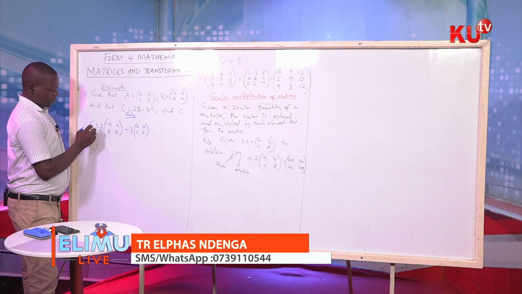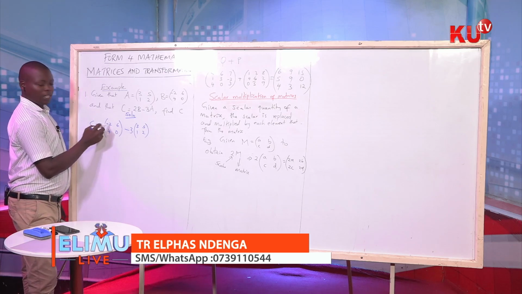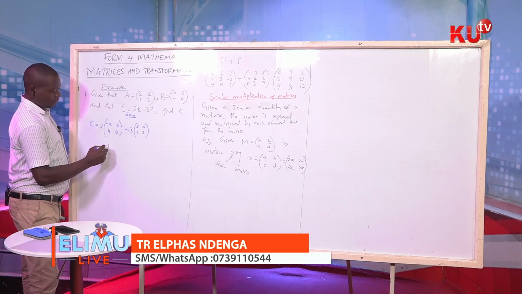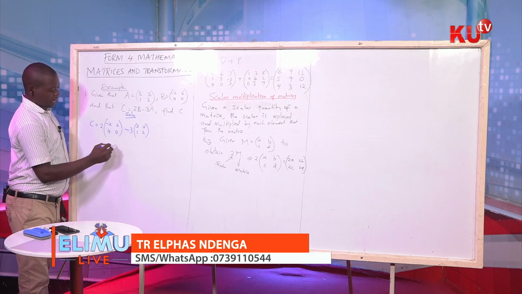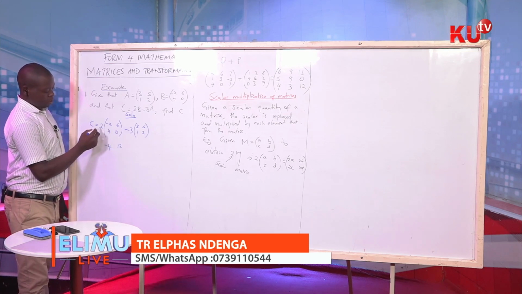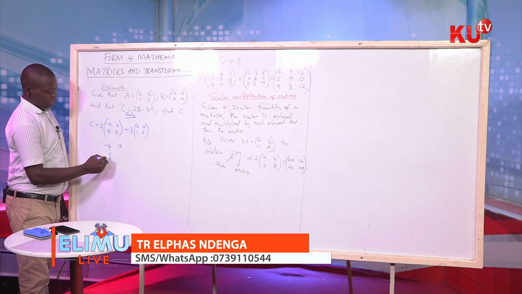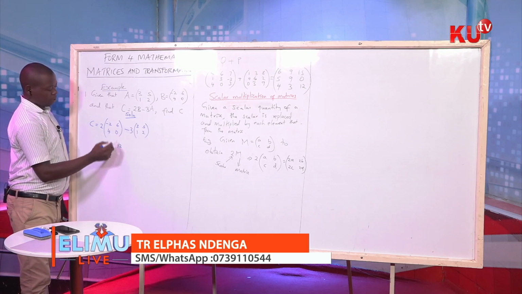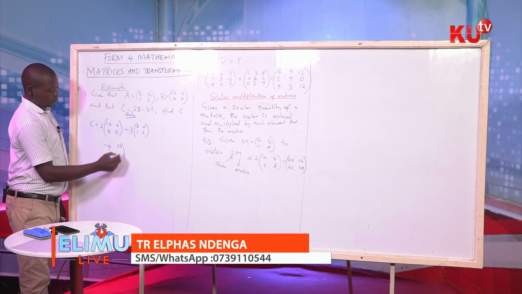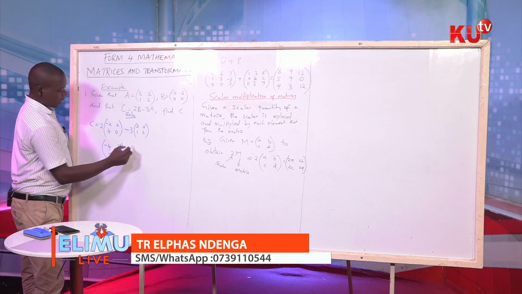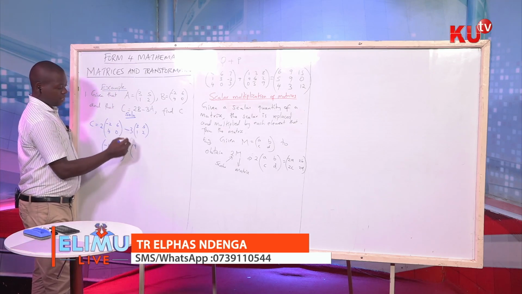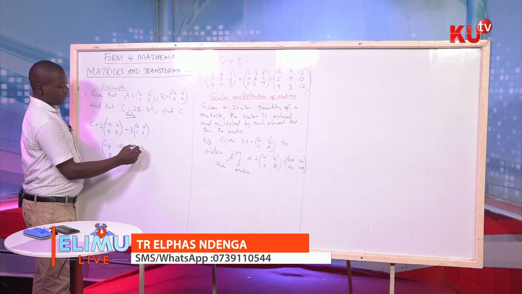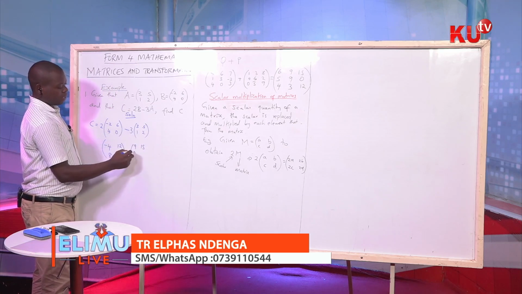Open up this. 2 times negative 2 is negative 4, students. 2 times 6, that is 12. 2 times 4, that is 8. 2 times 0, that is 0. Minus 3 times 3, students, is 9. 3 times 5 is 15. 3 times 1 is 3. 3 times 2 is 6.